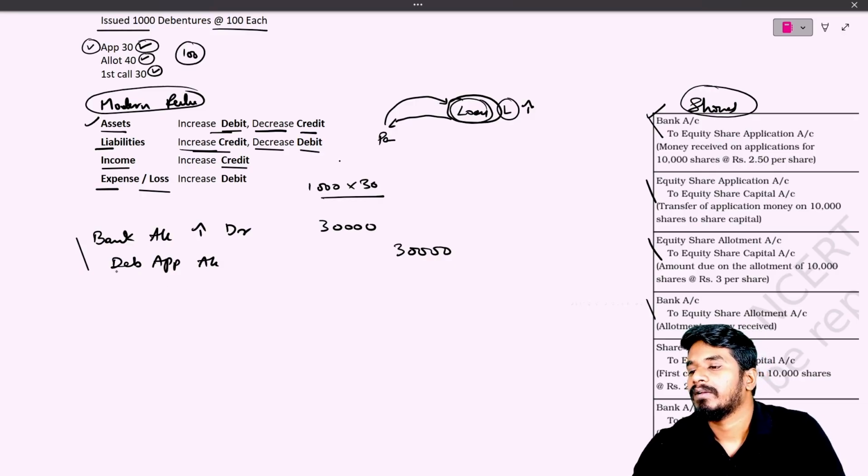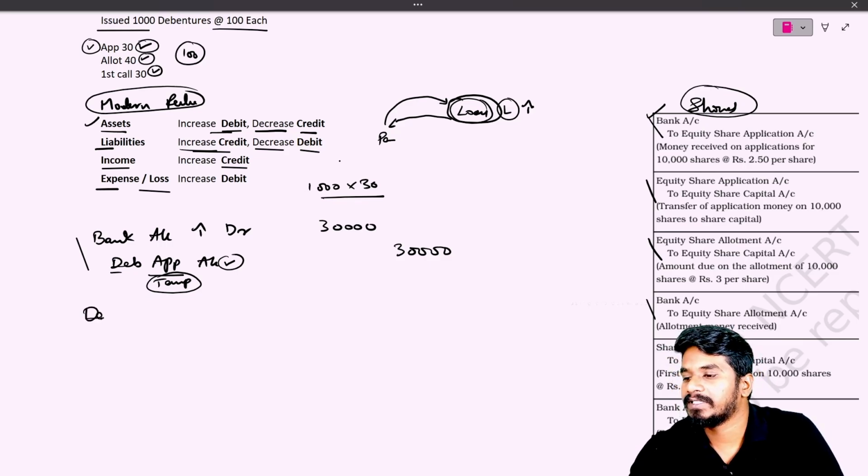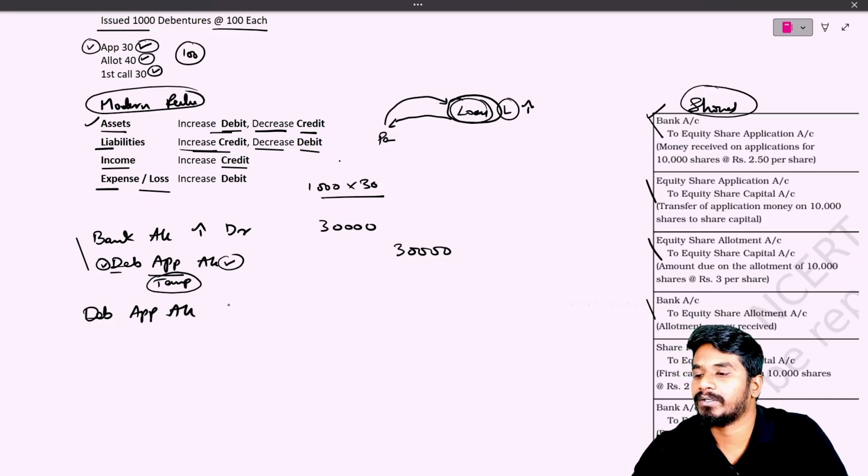The second entry: we need to transfer the application money to the debenture account. This application account is a temporary account, so we will transfer it to the long-term account, that is debenture. Let us see. Just reverse: from the application account, we will transfer it to debenture.